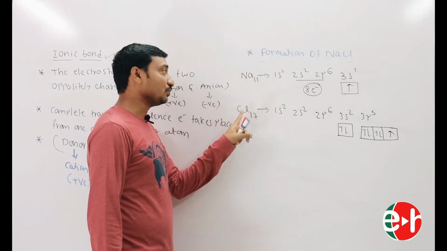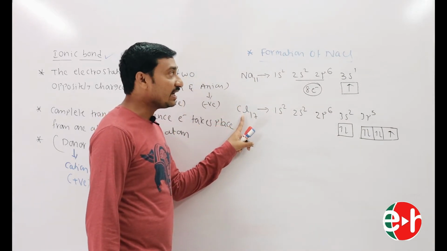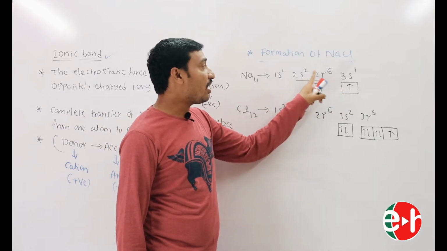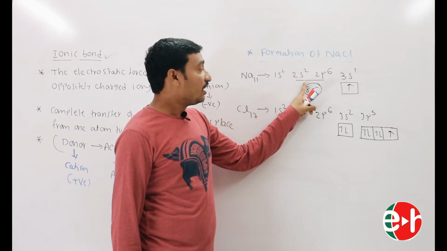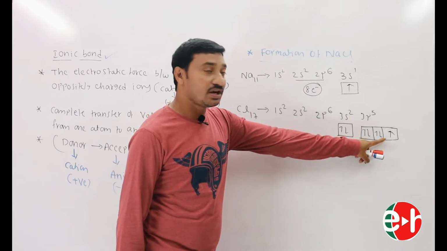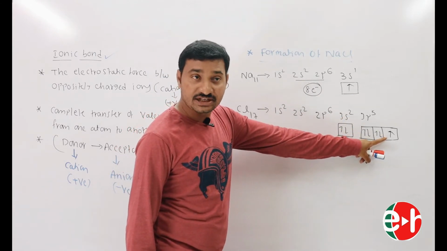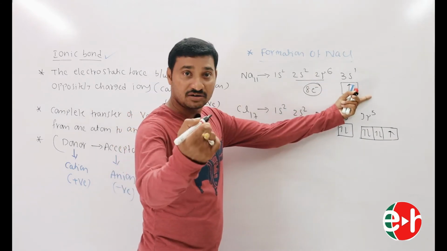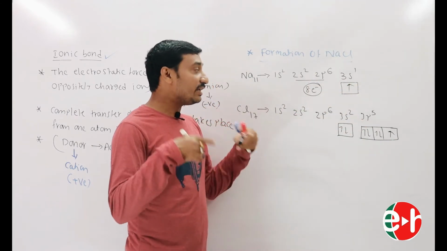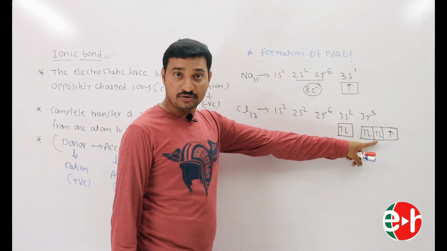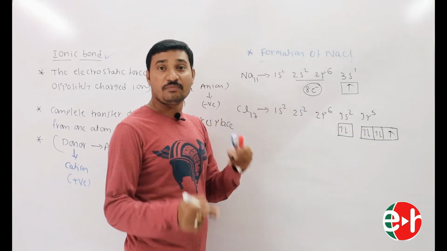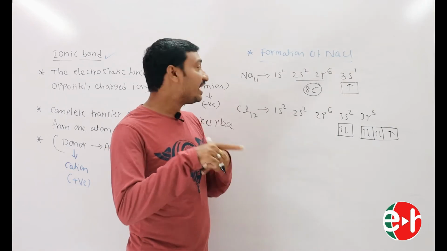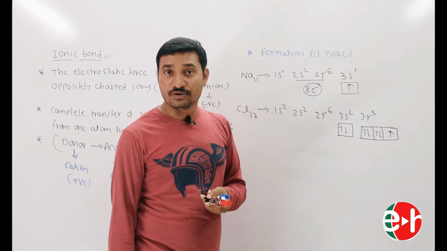Sodium asked chlorine, dear chlorine, I have 1 more electron than octet configuration. You need 1 electron to get octet configuration. That's why I will donate 1 electron, and you can accept the electron, and we both will form a bond. That is known as ionic bond. Then both will get stable.